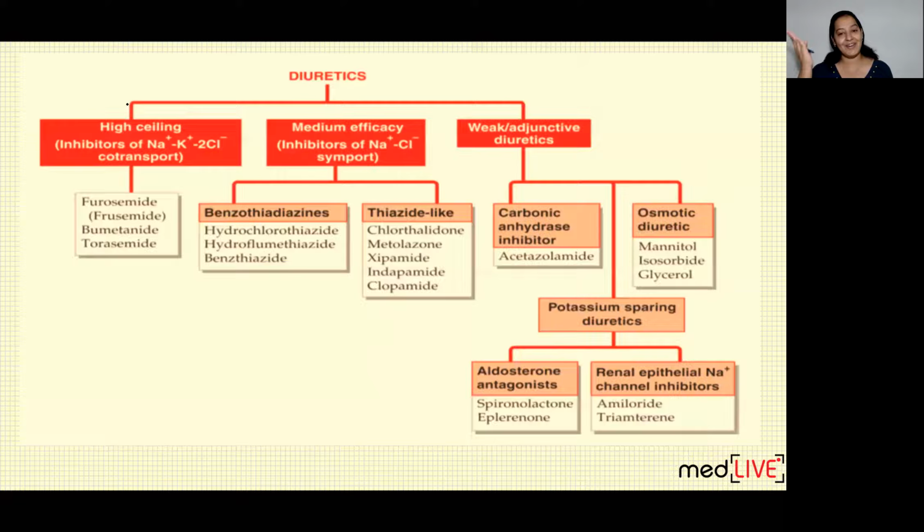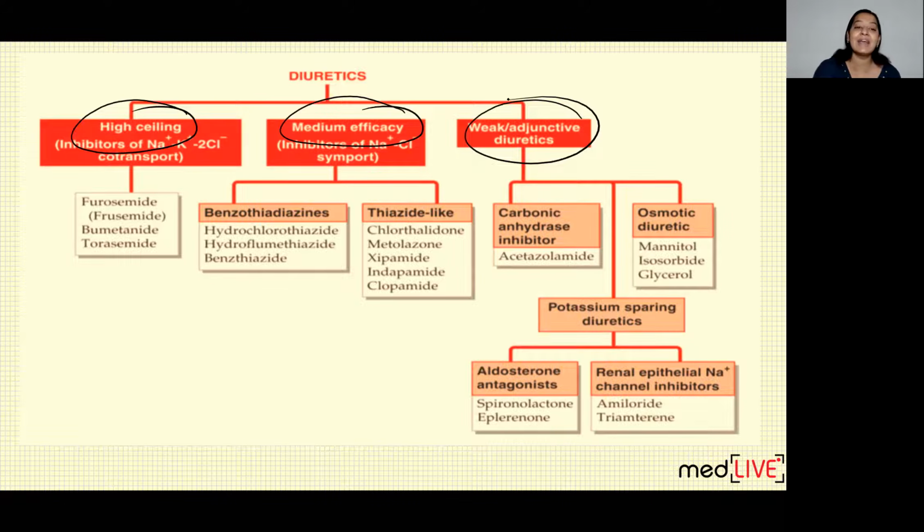Diuretics are classified into three major classes. What are the three major classes? High ceiling diuretics, medium efficacy diuretics, and weak diuretics. High efficacy, medium efficacy, and weak. There are three major classes depending on their efficacy. I will come to these classes one by one. First, finish the classification.